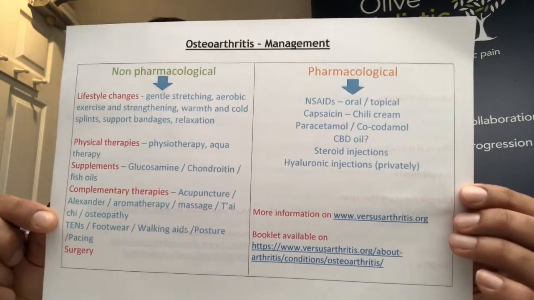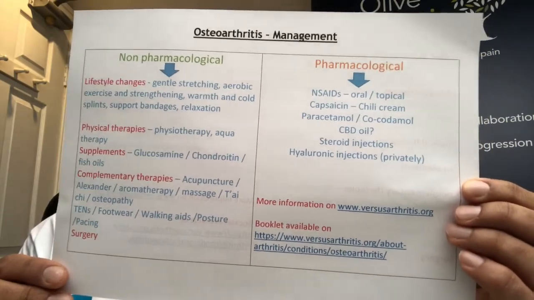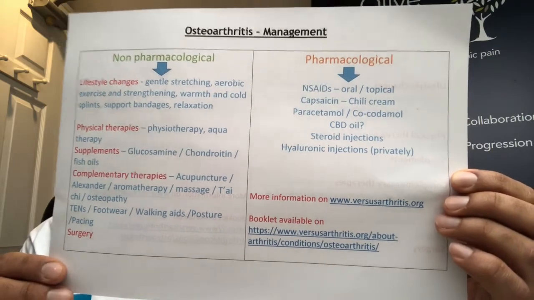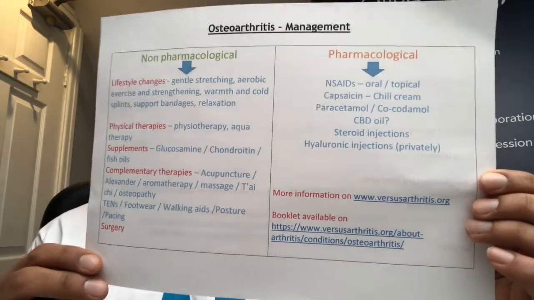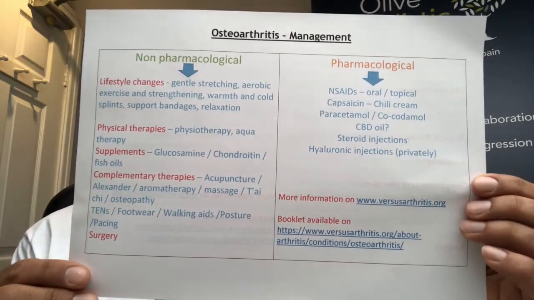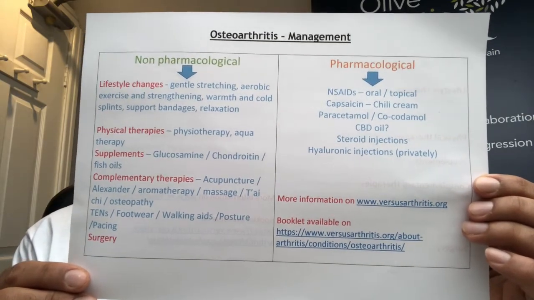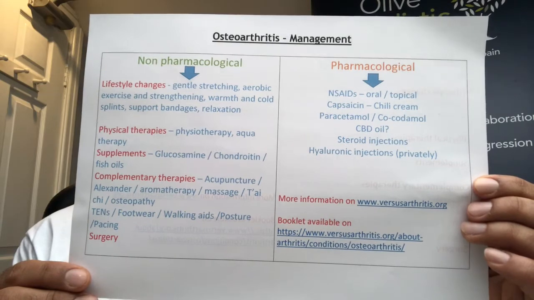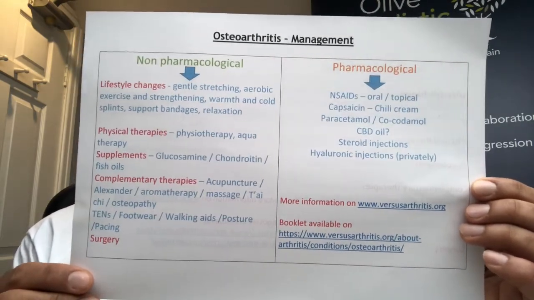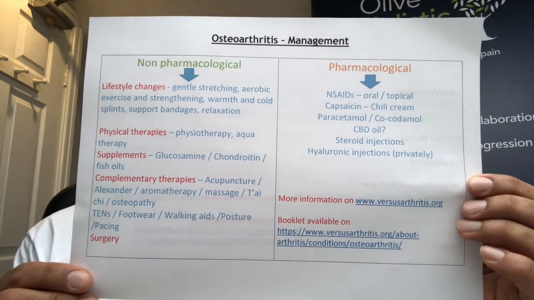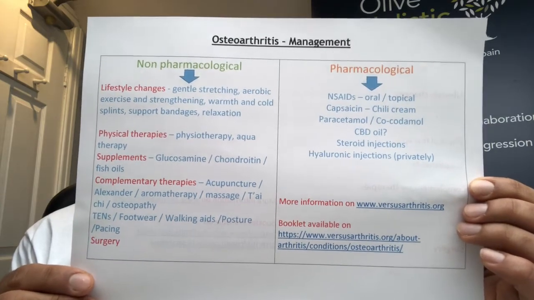So, non-pharmacological can include things like lifestyle changes, physical therapies, supplements. Now, there is limited research behind these supplements, but patients anecdotally do benefit from them. Complementary therapies, again, not often recommended by organisations such as NICE, but nevertheless, patients often do benefit from them. And right at the bottom there would be surgical management and replacement of joints.